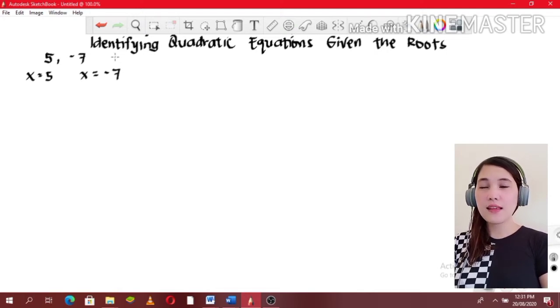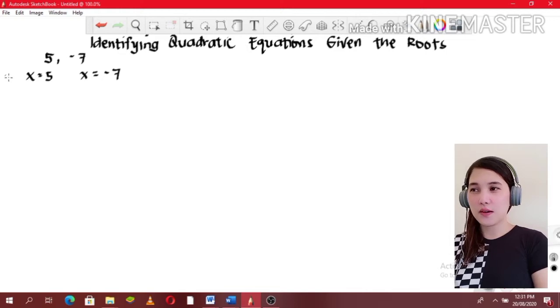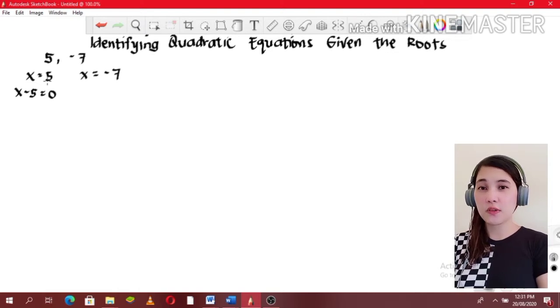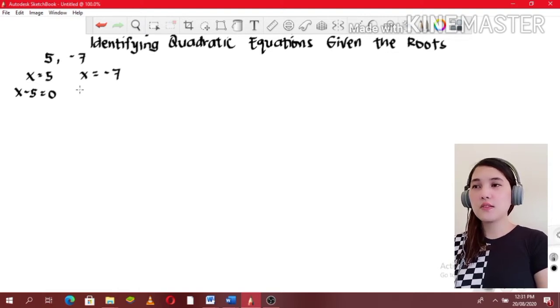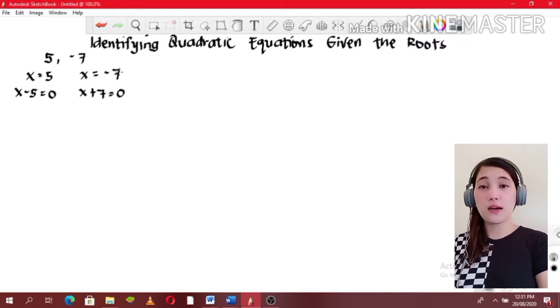Okay? The next thing we will do is, ililipat natin ang 5 and -7 on the other side of the equal sign to join x. So, what will be left on the right side of the equal sign is 0. So, this will become x minus 5 equals 0. We applied subtraction property of equality. And then this one will become x plus 7 equals 0. Addition property of equality. Okay?